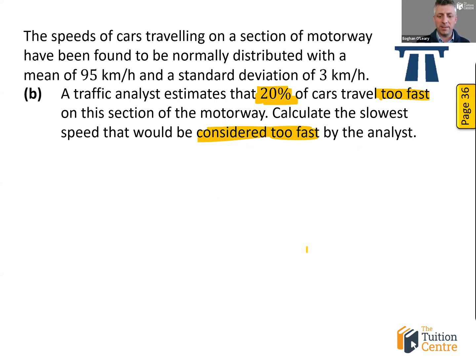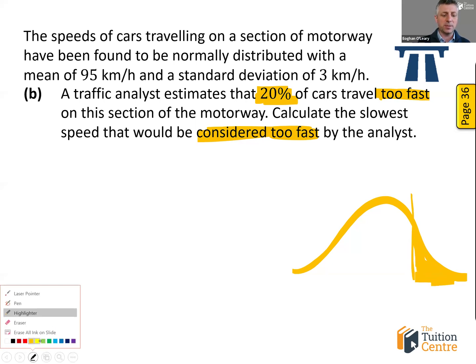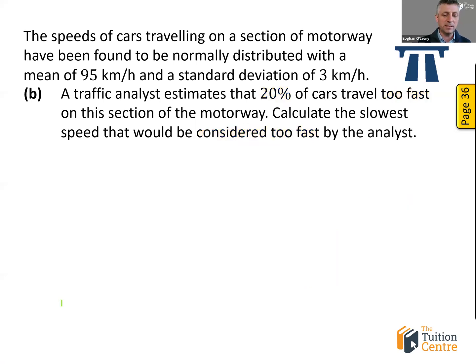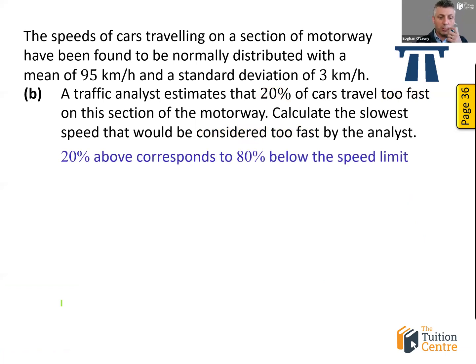Now, again, you're talking about a bell curve. You're talking about the fact that there's 20% up here, but we're not going to be able to calculate that 20% because we know the way page 36 and 37 work, that we're going to be calculating to the left of a particular Z value. So instead of thinking about the 20%, we're going to be thinking about the 80%, which would be the green section. So 20% above corresponds to 80% below the speed limit, or this too fast.